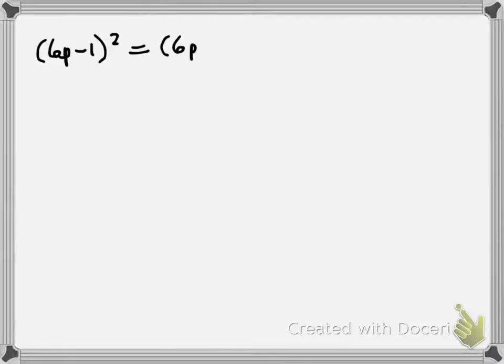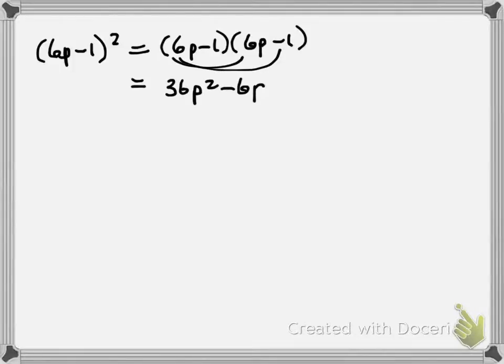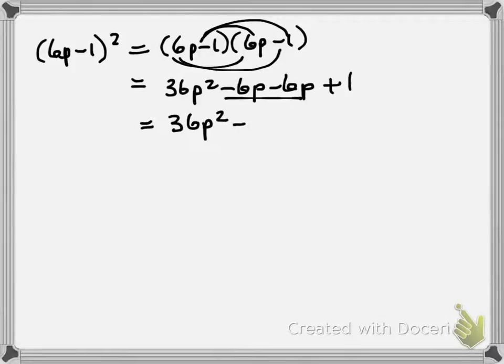So we expand 6p minus 1 times 6p minus 1. Let's see, we get 36p squared minus 6p. Negative 1 times 6p is minus 6p. Negative 1 times negative 1 is positive 1. So we look for like terms. We have the same term twice. We add it up. We get negative 12p plus 1.